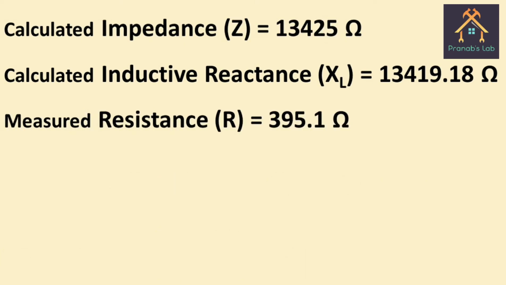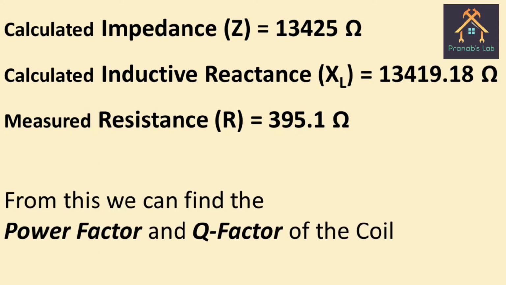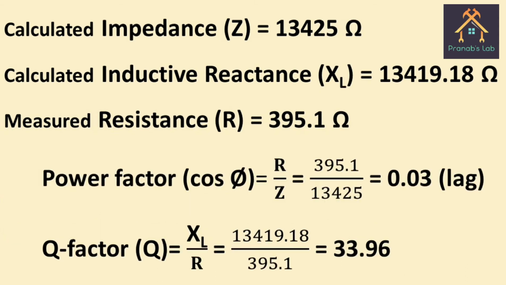And from the calculated impedance, inductive reactance and measured resistance, we can easily determine the power factor and Q factor of the coil. The power factor of the coil we determined is 0.03 lag, and the Q factor we found is 33.96. Both power factor and Q factor are unitless quantities.